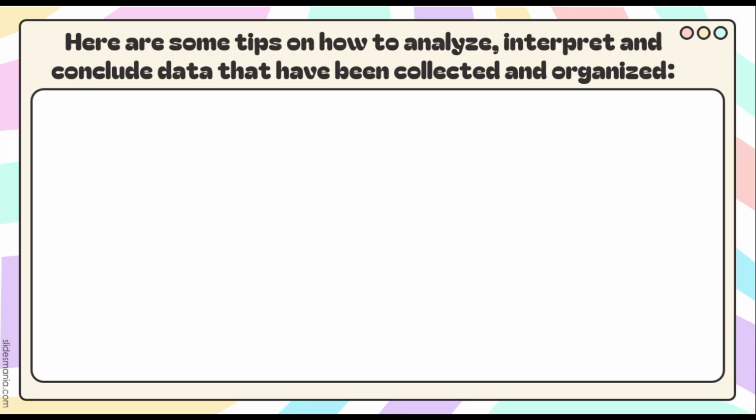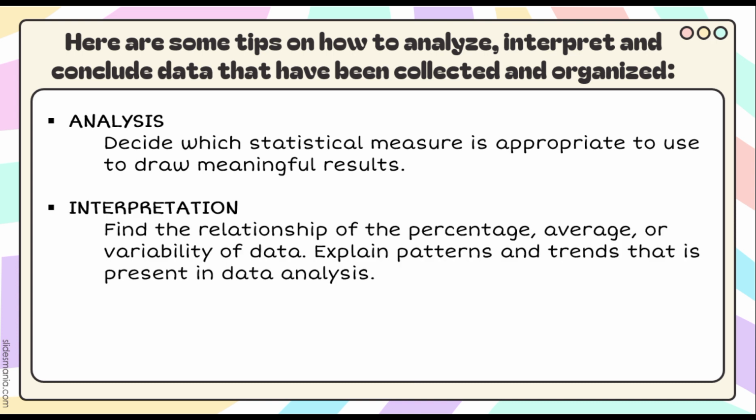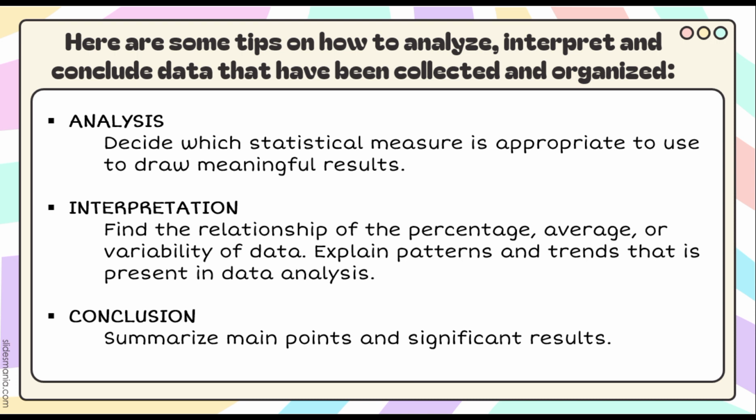Here are some tips on how to analyze, interpret, and conclude data that have been collected and organized. For the analysis, decide which statistical measure is appropriate to use to draw meaningful results. For the interpretation, find the relationship of the percentage, average, or variability of data, and explain patterns and trends that are present in data analysis. You will know that later as we go on to our lesson. And for the conclusion, summarize main points and significant results.